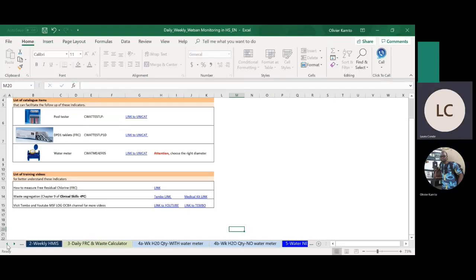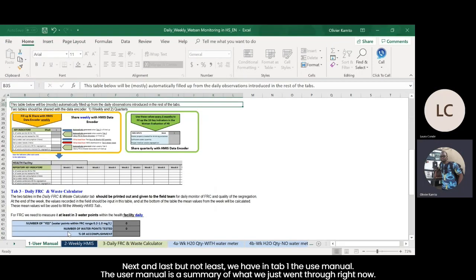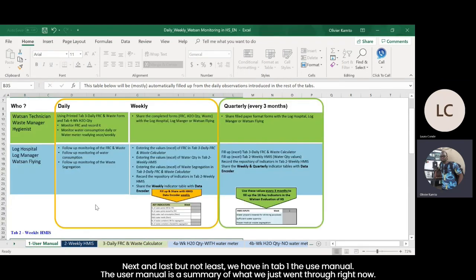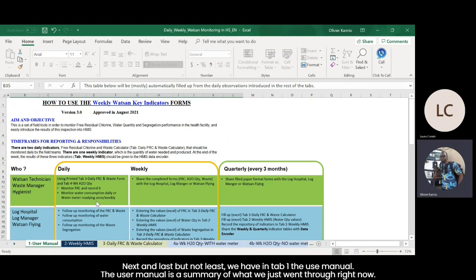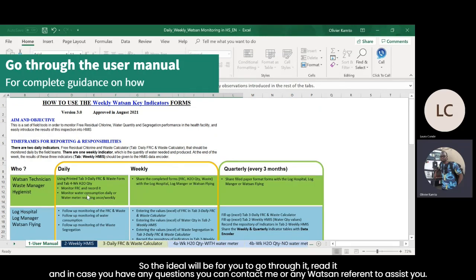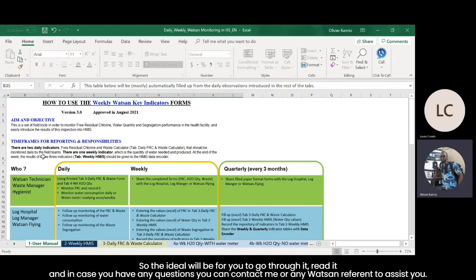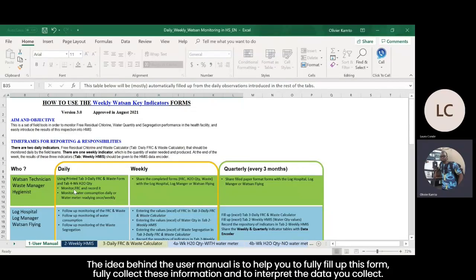Okay, perfect. Next and last but not the least, we have in tab 1 the user manual. The user manual is kind of a summary of what we have just gone through right now. So the idea will be for you to go through it, read it, and in case you have any questions, you could contact me or any other WhatsApp referent to assist you. The idea behind the user manual is to help you to fully fill up these forms, to fully collect this information and interpret the data you collect.